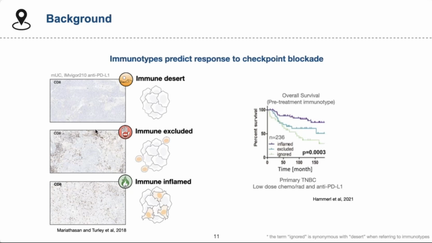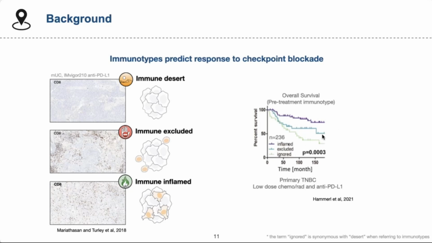But if we look here, as you might expect, inflamed tumors tend to respond better to immunotherapy. This is nicely summarized in data from a triple-negative breast cancer trial of low-dose chemoradiation and anti-PD-L1, where you can see patient response is stratified by T cell immunotype. Tumors classified as immune inflamed show significantly better responses, while excluded and desert, here labeled as ignored, respond much less favorably.